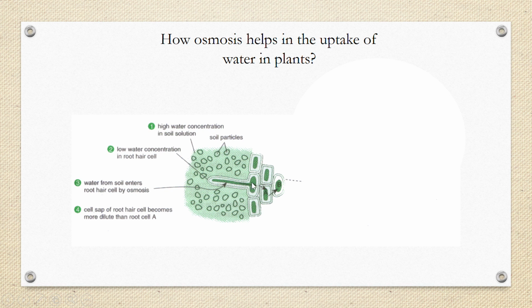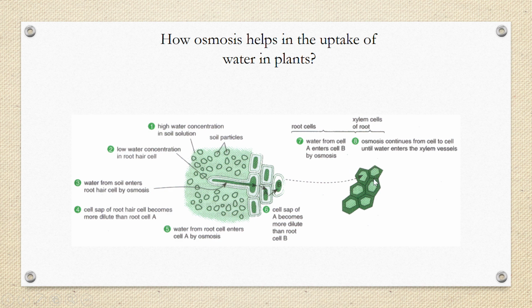So again, that movement of water by osmosis happens. From this region, it will diffuse into A. You compare A and B: A has higher water potential. Eventually there will be continuous diffusion of water from the root hair cells to cell A by osmosis. Then the cell sap of A becomes more dilute than root cell B.